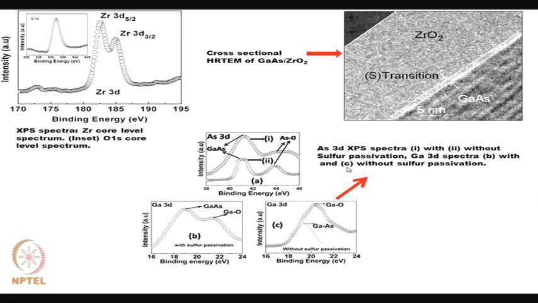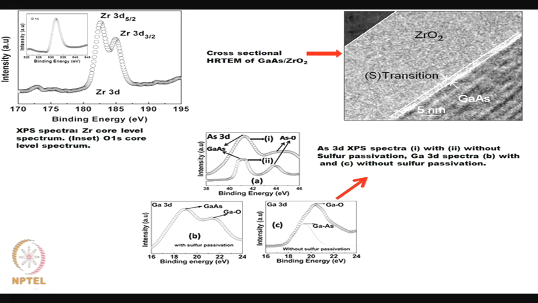And here, with zirconium, the sulfur passivation has been done. Earlier works were related to TiO2 and this is related to zirconium. We can find that the XPS spectra has been shown to prove the formation of ZrO2; Zr 3d 5/2 and Zr 3d 3/2 peaks are obtained, and in the inset the oxygen 1s core level spectrum has been shown.